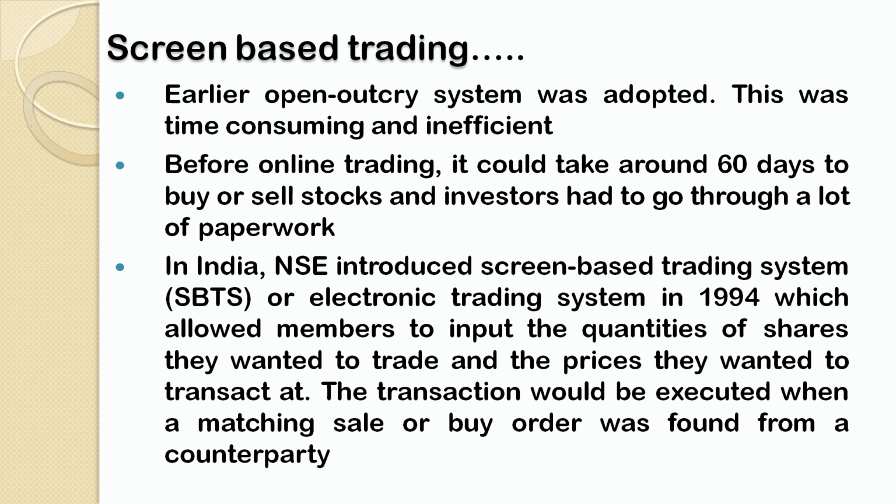Now, why was the open outcry system replaced? Because that system was highly ineffective and inefficient, plus it was very time consuming also. Before online trading, it could take around 60 days to buy or sell stocks and investors had to go through a lot of paperwork. That means the settlement of the securities.